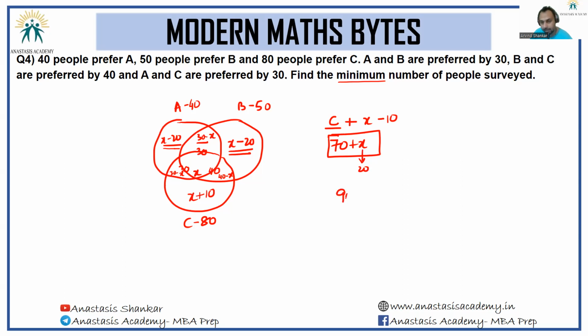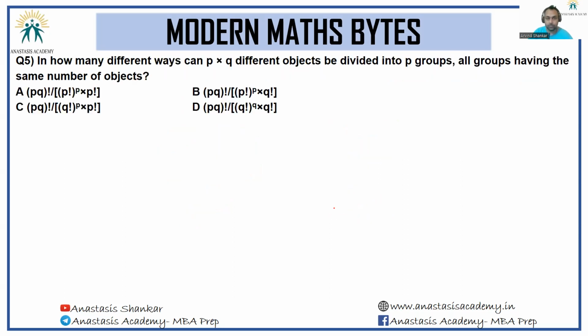So the minimum total count of people surveyed will be 90. How would it look? It would look something like this: 20, 10, 10, 20, 30, 0, and 0. This would be the final distribution. The minimum number of people surveyed will be 90.